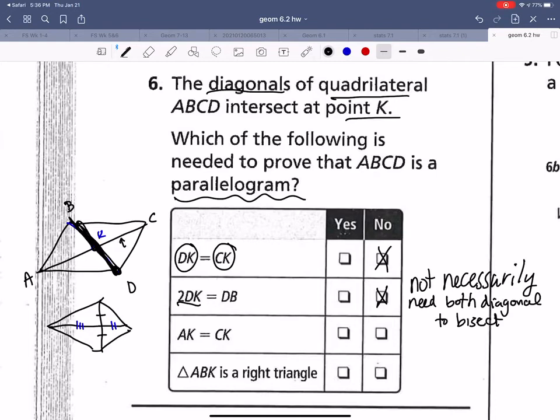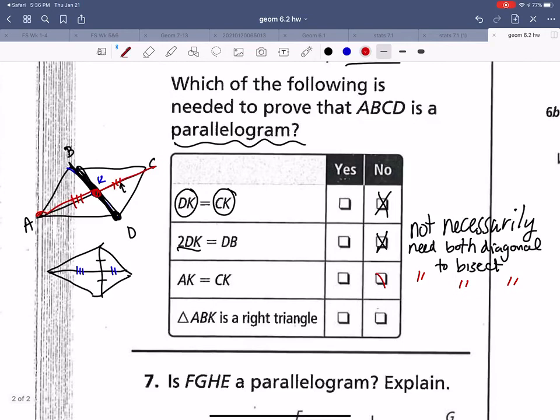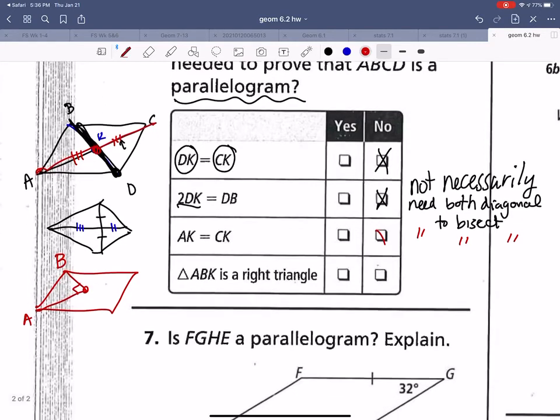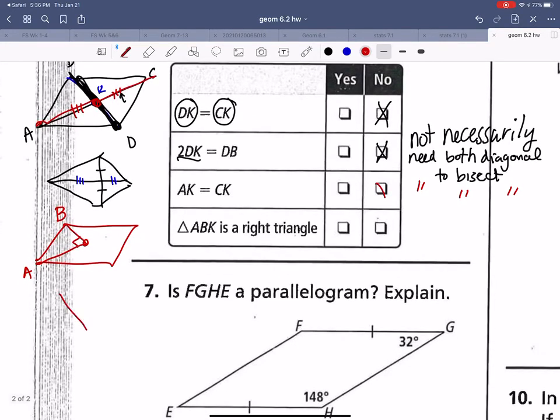Okay, what if AK is equal to CK? Yep, that's good. We like that. But again, I'm going to have to say not necessarily because I need both diagonals to bisect. That's not enough to prove it's a parallelogram. What if ABK, so I'm going to redraw a new one, what if ABK was a right triangle? Interesting. So let's force that to happen. Let's make that a right triangle.